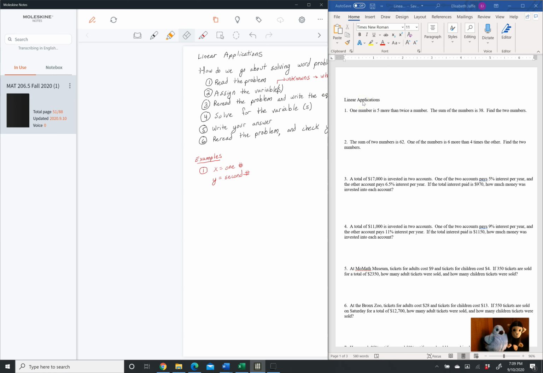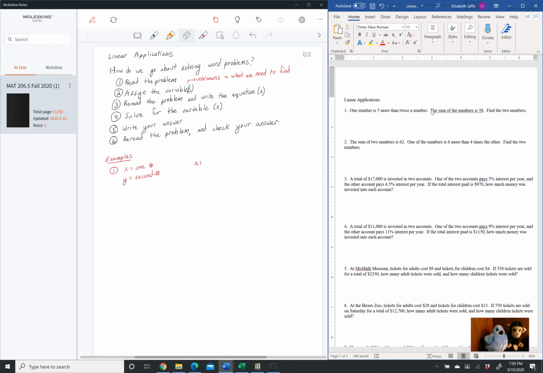Now let's reread the problem and write the equation. One number is 5 more than twice the number. The sum of the numbers is 38. We have two equations here. We know that because we have two unknowns. Each sentence gives us an equation. So the sum of the numbers is 38 gives us one equation, so I'm going to underline this. Sum of the numbers, what does sum mean? That's addition. So one equation is x plus y is equal to 38. That's the easier one.